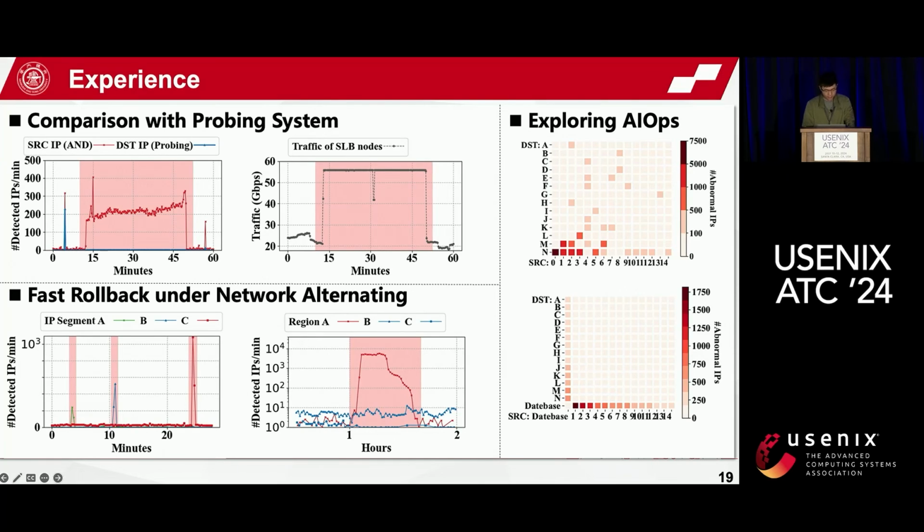As shown in the left figure, during SLB overloading, the ping system cannot tell the scope of anomalies by probing destination IPs and reports the number of affected source IPs. After checking the traffic of SLB nodes, we observe the SLB nodes are overloaded and thus drop many packets, as shown in the right figure.